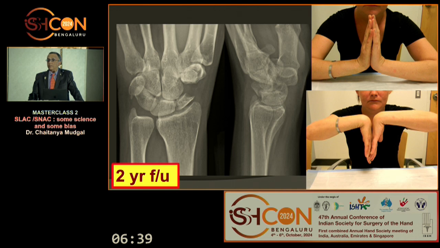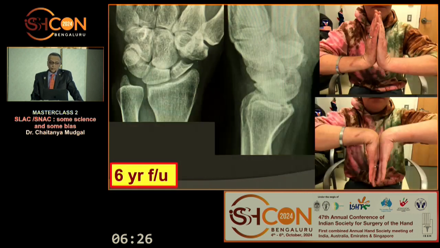And here she was at 2 years. She had gotten her life back together, and she had found employment. She had knocked off a substance abuse habit. And it looks pretty reasonable, but you can see there is some capitolunate arthrosis already, and there seems to be a dorsal tilt. Not surprisingly, at 6 years, you can see that the lunate's already tilting and that carpal malalignment is happening. Interestingly, the range of motion is durable at 6 years, and she has no pain, after which I lost her to follow up.